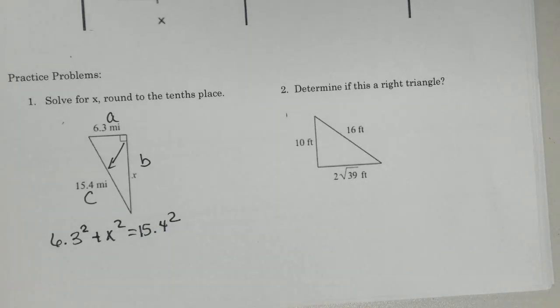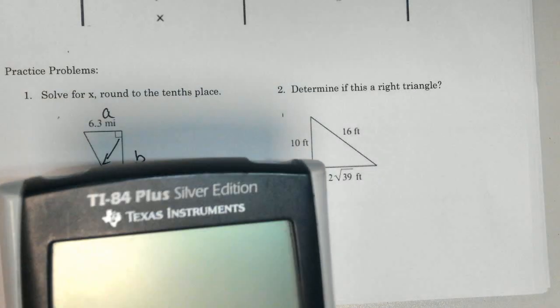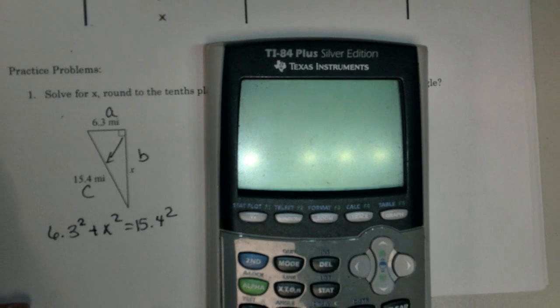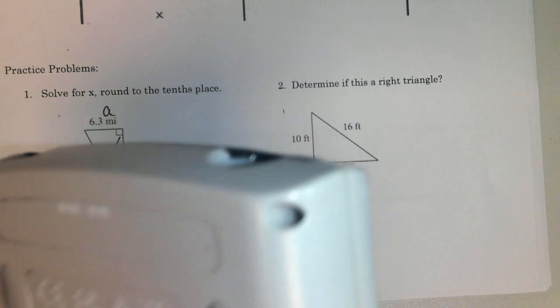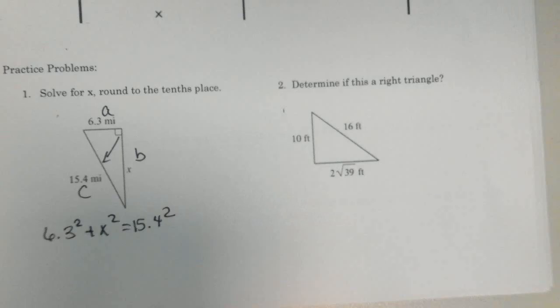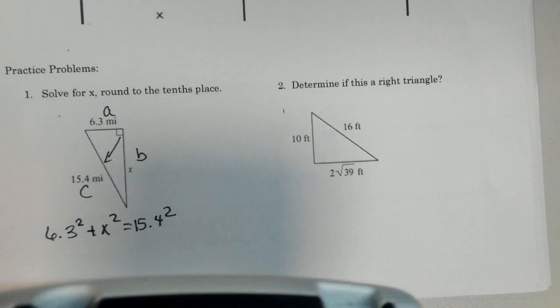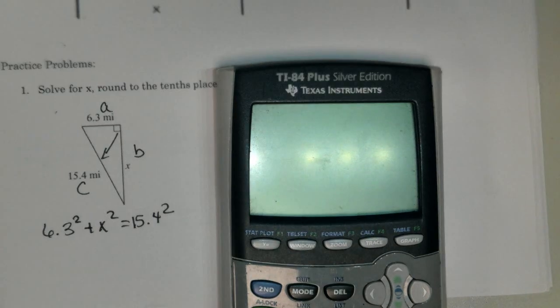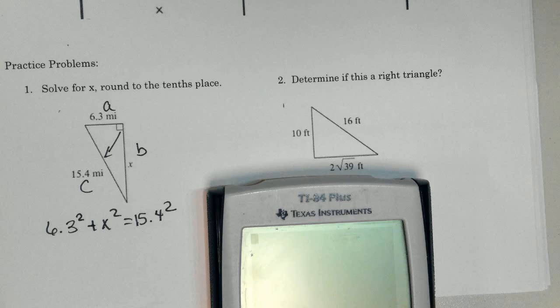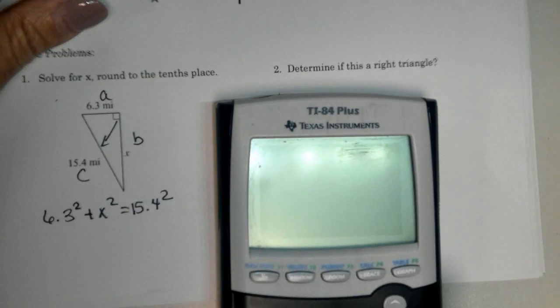All right, the next thing we're going to do is square our leg and our hypotenuse. So we need our calculator, and I can't seem to get mine to turn on. Let's see. I had to grab another one. So we're just going to plug this in.